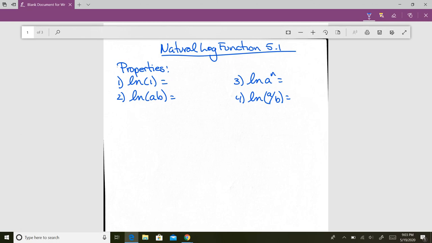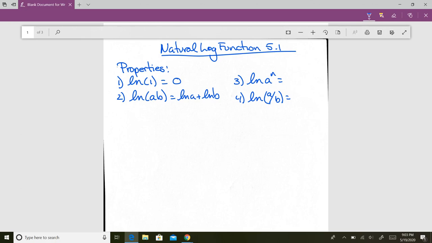Natural log of 1, or log of 1, any log of the number 1 always gives you, hopefully you remember, 0. If you're logging 2 numbers or functions that are being multiplied together, that is the same as adding the logs of each of those individual functions. Natural log of a plus natural log of b.